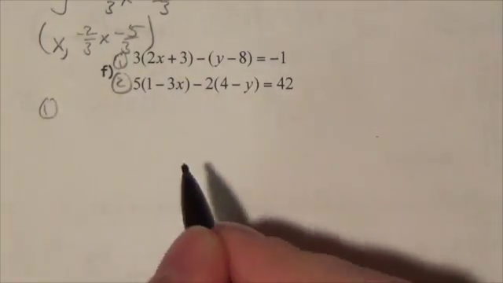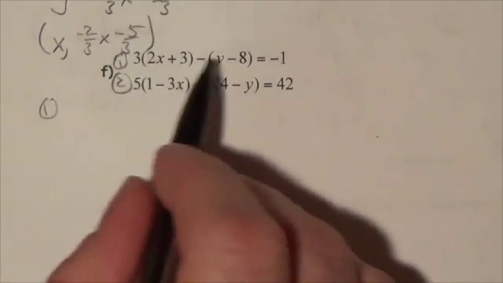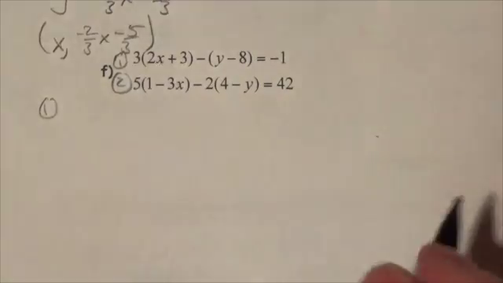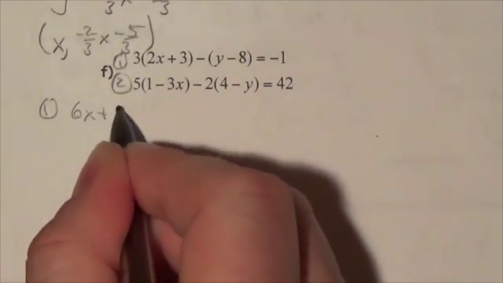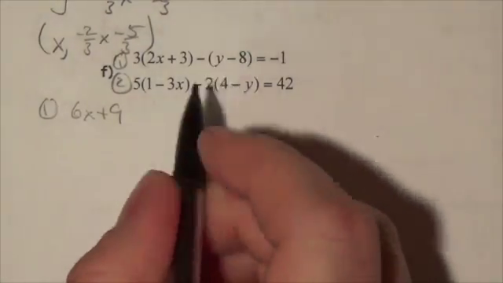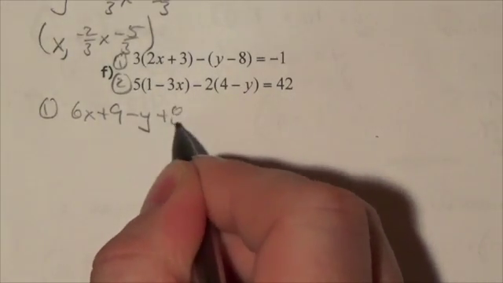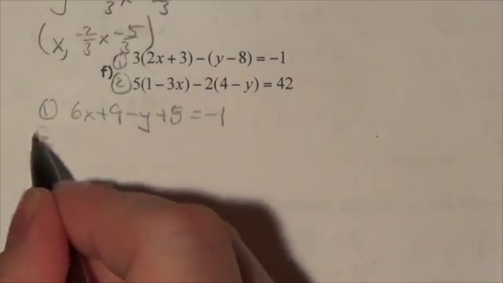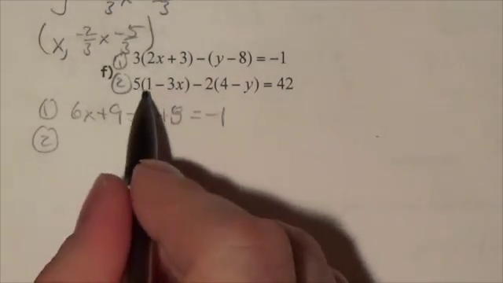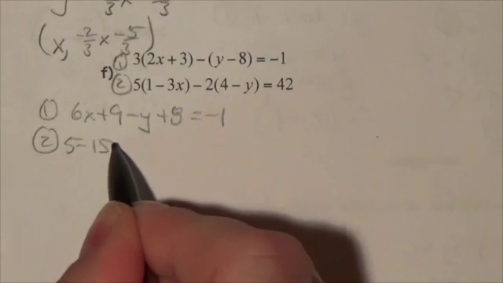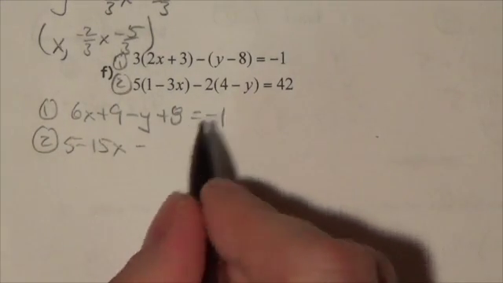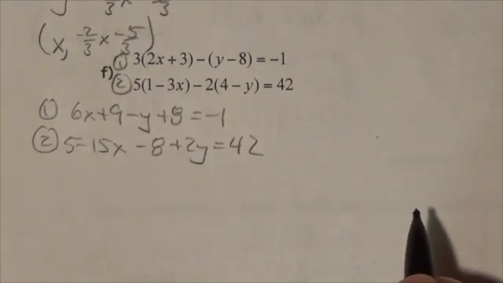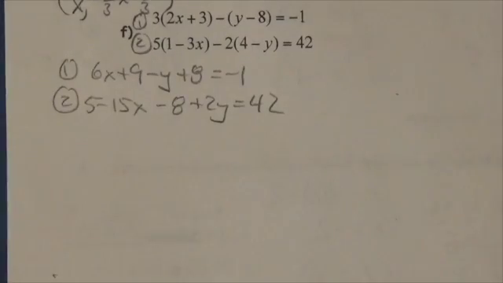So I'm going to take equation 1 here, and I'm going to start to distribute these coefficients through. 3 multiplied by 2x plus 3 will be 6x plus 9. I'll distribute the negative through to get negative y plus 8 equals negative 1. Equation 2, I'll do a similar sort of thing. I'm going to distribute the 5 through, so 5 minus 15x, and then distribute the 2 through, negative 8 plus 2y equals 42.